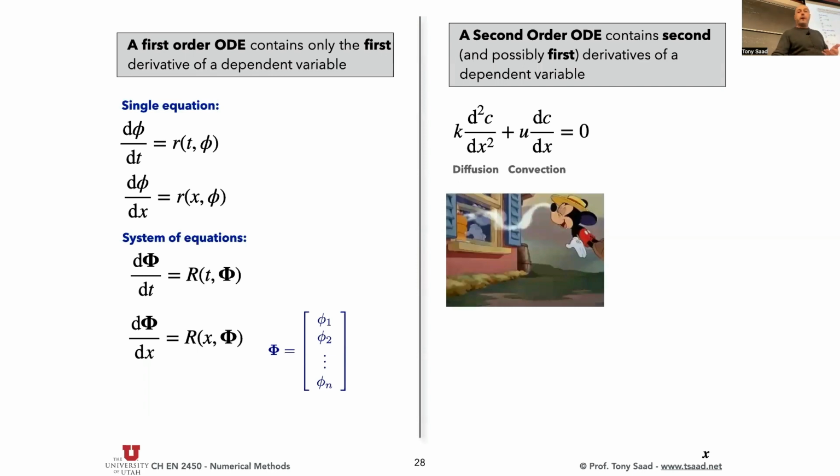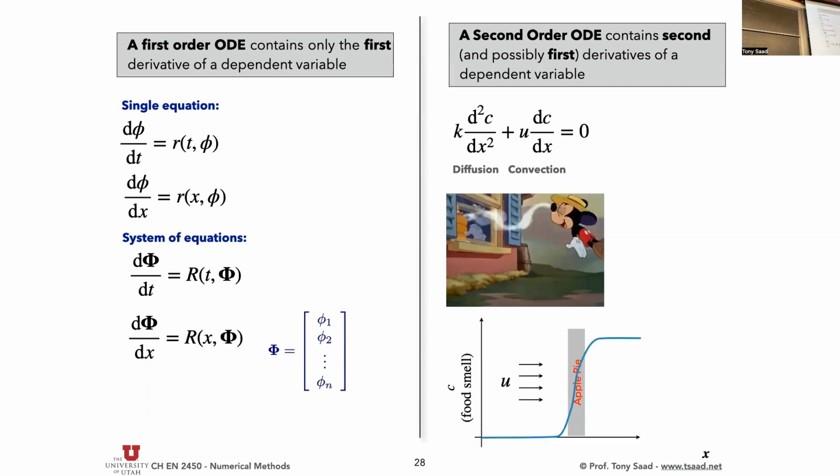Advection diffusion, right? So this is a classic example: if you have an apple pie over here, you have a fan blowing, and you're looking at the concentration of the smell of the pie, right?